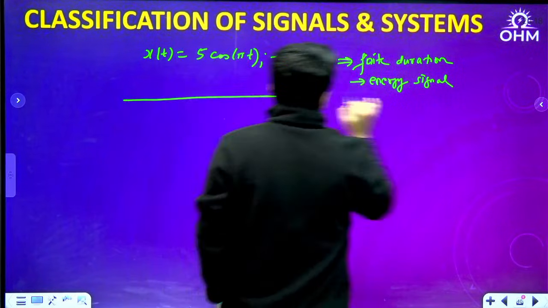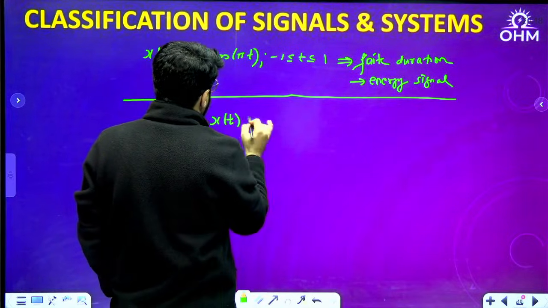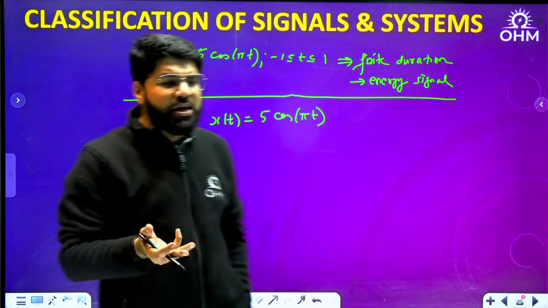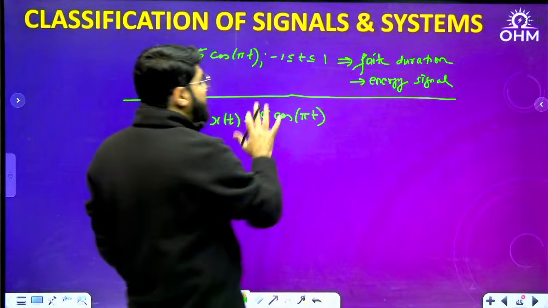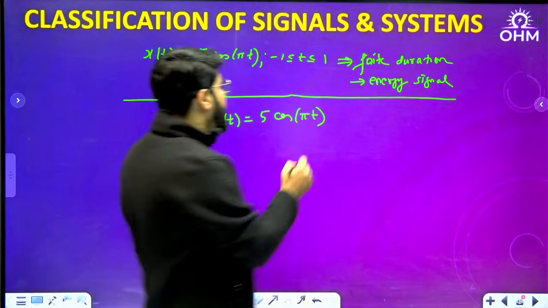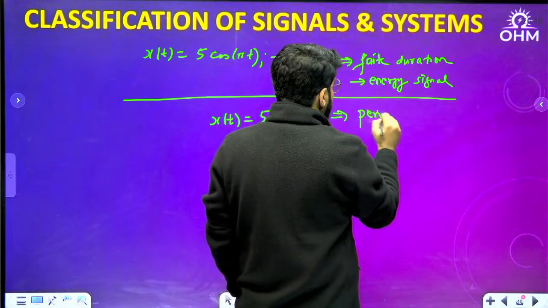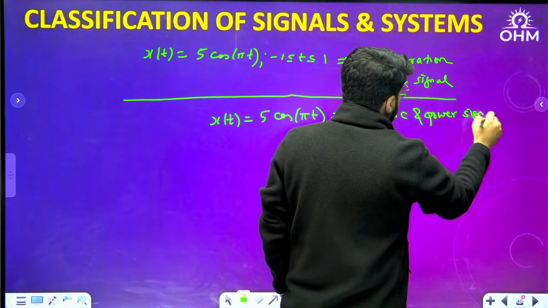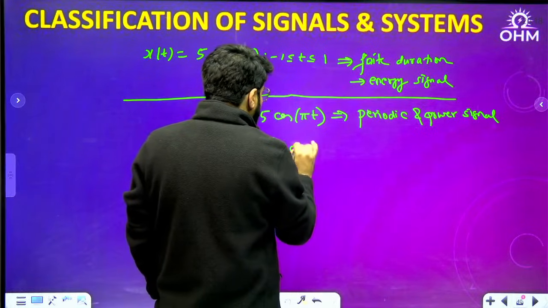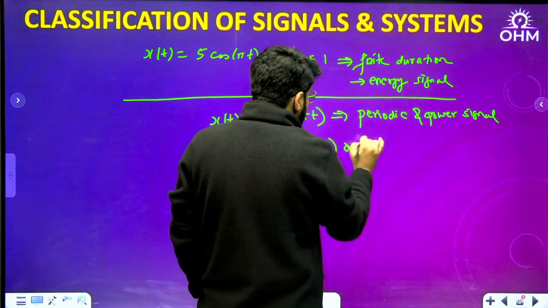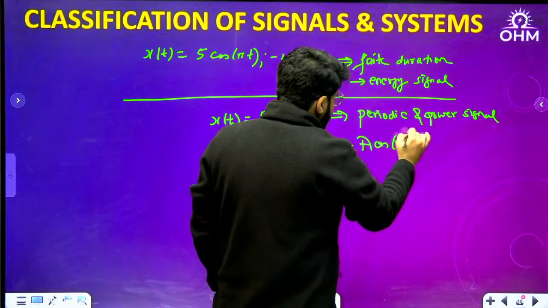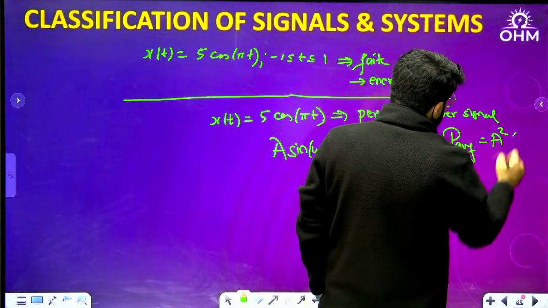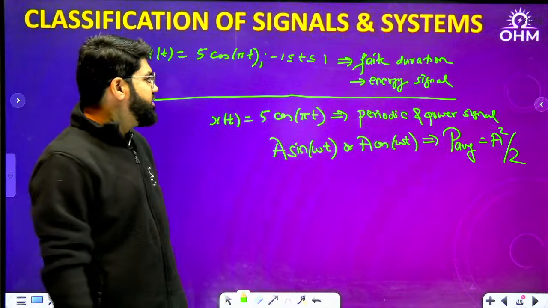But if I only give you this signal, 5 cos pi t, then it's a perfect sinusoid, a complete periodic sinusoid signal. If I don't mention any range of t, it means all values of time. Then it is a periodic and power signal. What is the average power of a sinusoid? This is something that must be directly known to you: for A sin omega t or A cos omega t, the average power is given by A square by 2.